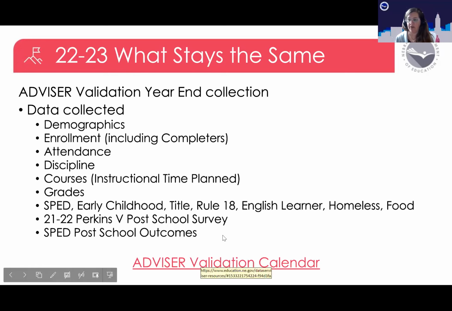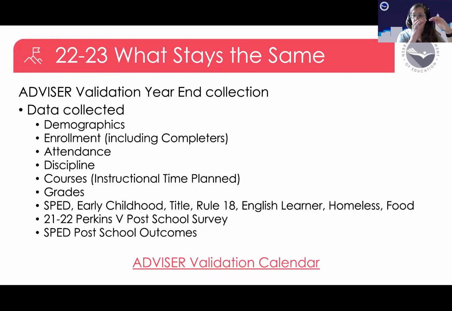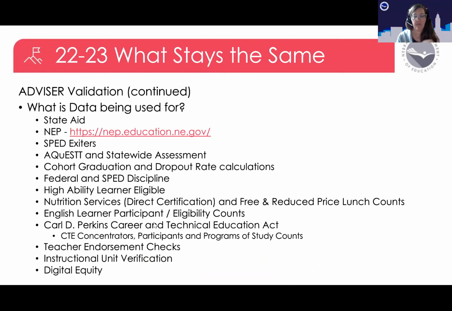This link here takes you to the advisor validation calendar where we break all that out and say what we're using the various data for. So I'm going to list that out here a little bit on this slide. The reason we collect this data at the end of the year: data aid calculations, NEP information. The SPED information is huge because we use that for both state and federal reporting. We've got AQuest, statewide assessment, cohort. There's lots of reasons that we're collecting this information. So I'll let you read through this, but this is again also in that calendar, and it's really helpful to see and understand the why of we're collecting this information at the end of the year.